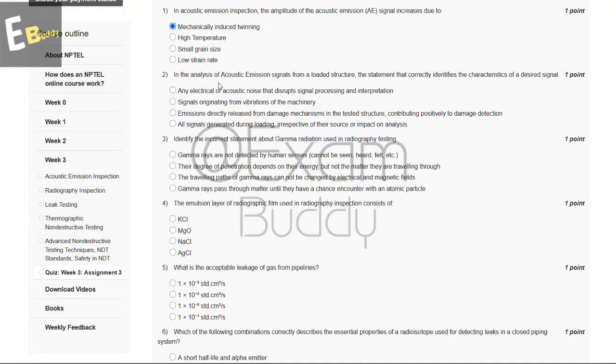In the analysis of acoustic emission signals from a loaded structure, the statement that correctly identifies the characteristics of a desired signal. So these are the options, and the answer for our second question is C. And now let's go to our question number 3.